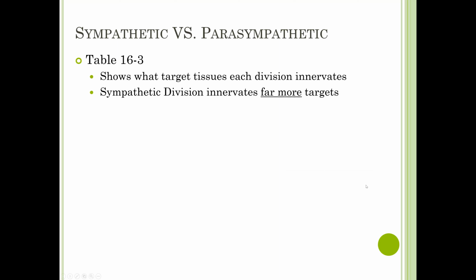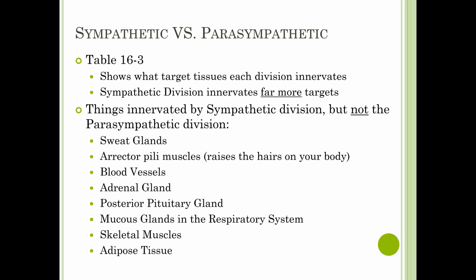Table 16.3 in your textbook shows what target tissues each division innervates, and you can actually see by looking at this table that the sympathetic division innervates far more targets than the parasympathetic system does. So you should know things that are innervated by the sympathetic division but not the parasympathetic division.